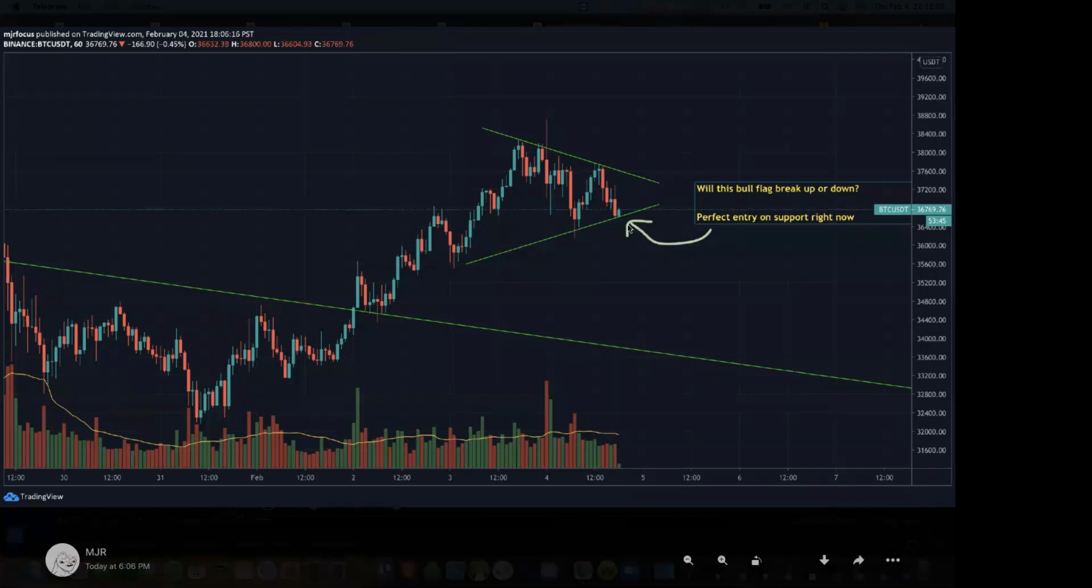A lot of people ask, well, what if it comes down? Then just put a stop loss right here. Because if it breaks down, don't be afraid to put your stop loss. You put it below this lowest wick right here. So put it right here, that's 3%.